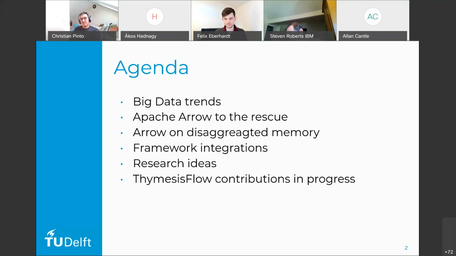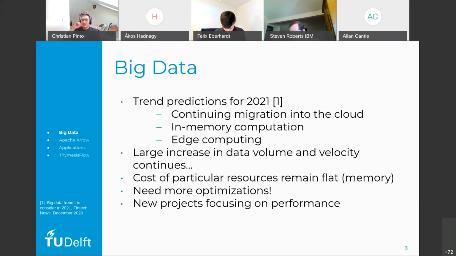And after that, I'm going to mention a few new frameworks and a more mature one that uses Apache Arrow in the back end, just to see what's out there. After that, concluding the Apache Arrow stuff, I'm going to present a few more research ideas that aren't necessarily related to Apache Arrow, but still could be really good candidates for disaggregated memory. And I'm going to close the presentation with some Mimesis Flow contributions that we're doing to deploy it on our server.